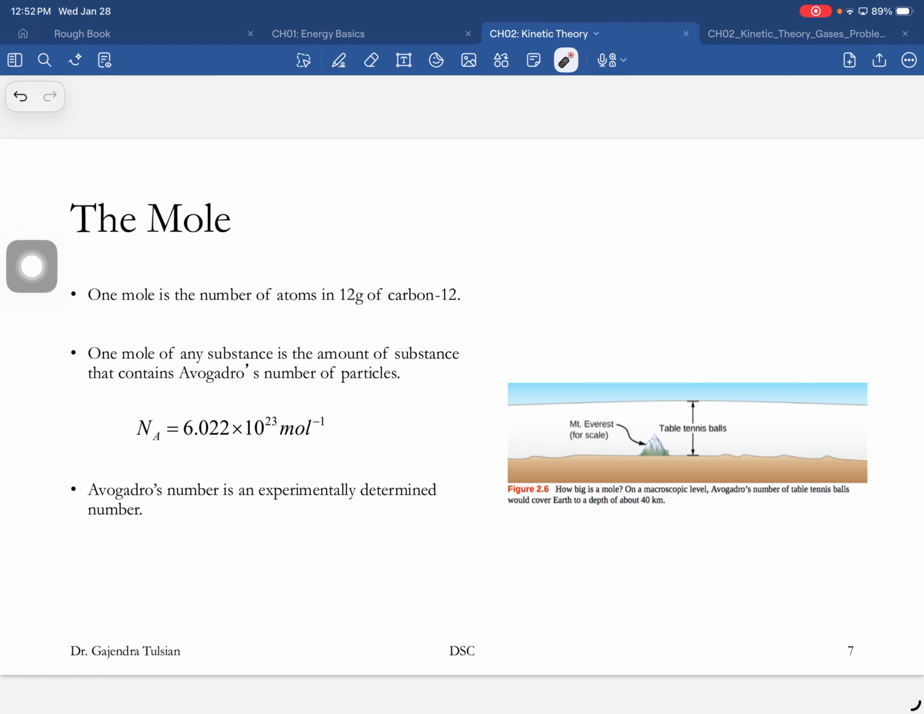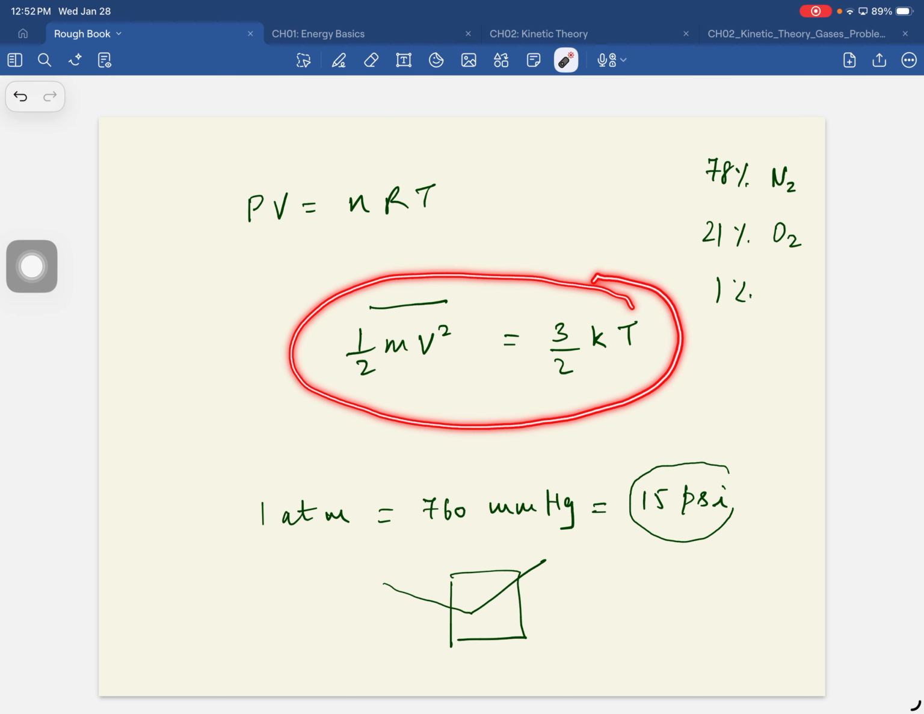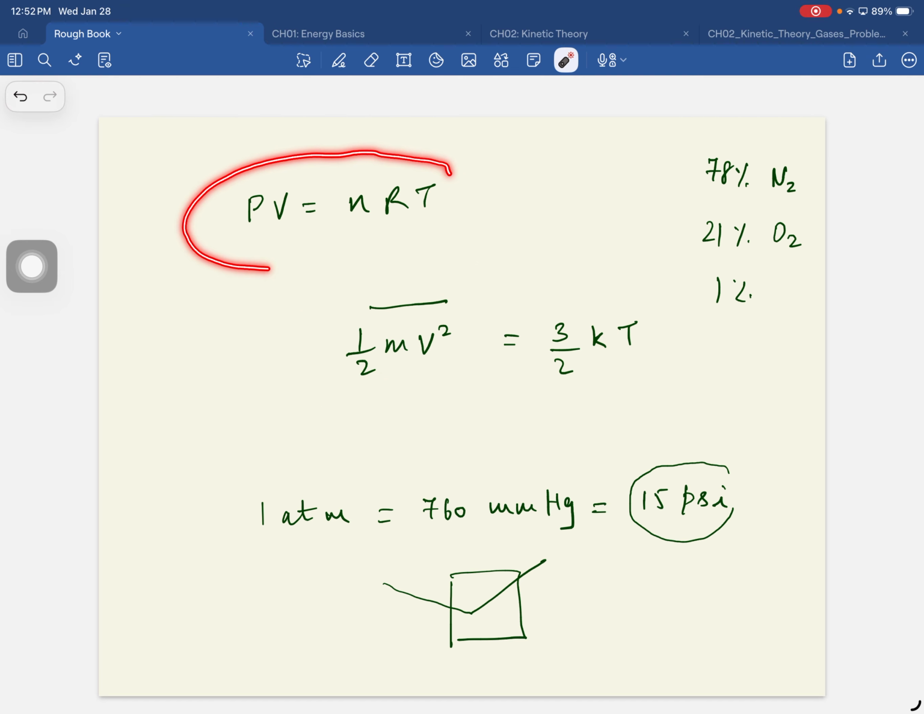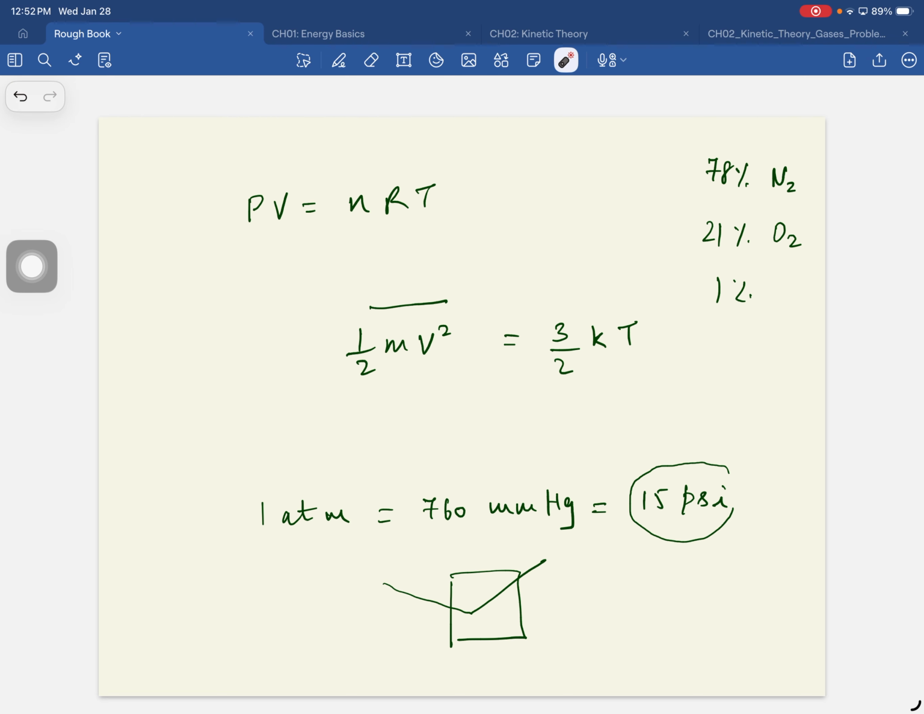you have Avogadro's number of molecules when you have 1 mole of a substance. And here's Avogadro's number, 6 times 10 to the 23, or roughly 10 to the 24, per mole. How do you figure out if you have a mole of any substance? So let's say CH4, methane. What you do is you find the molecular weight. Carbon's atomic weight is 12, so 16 atomic units.